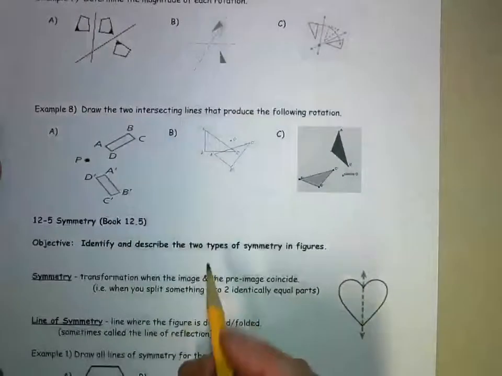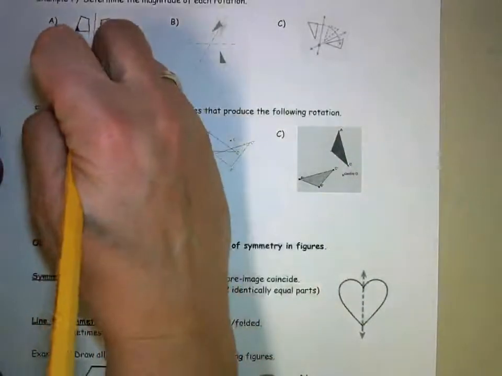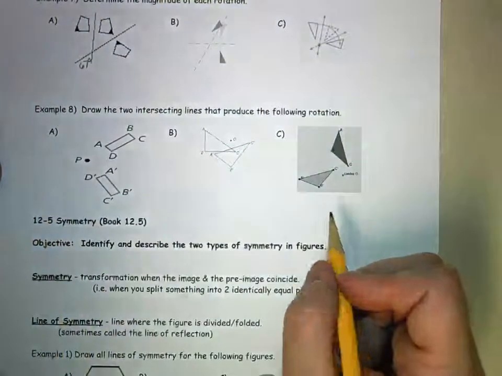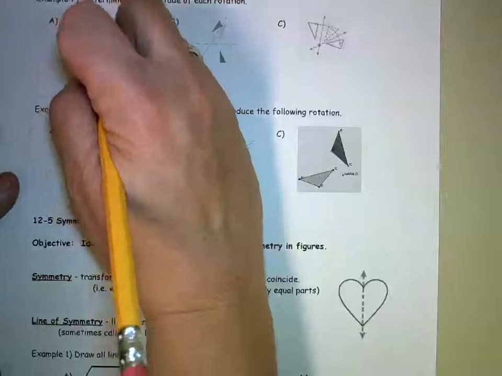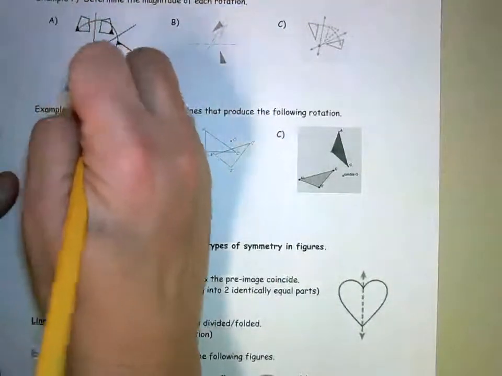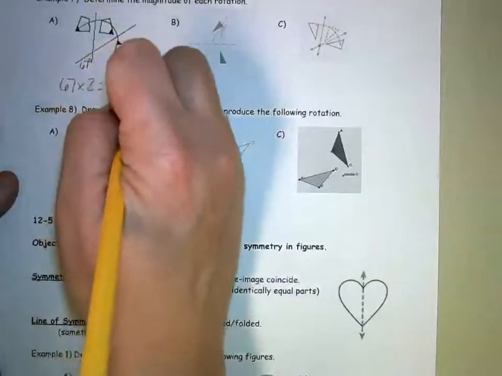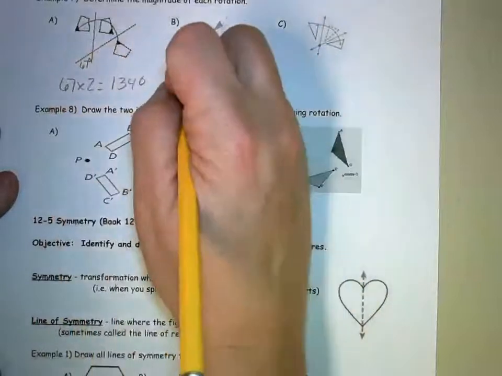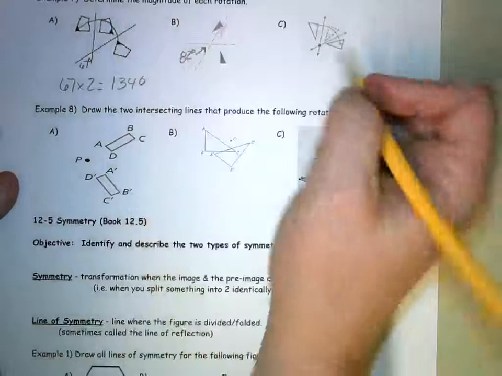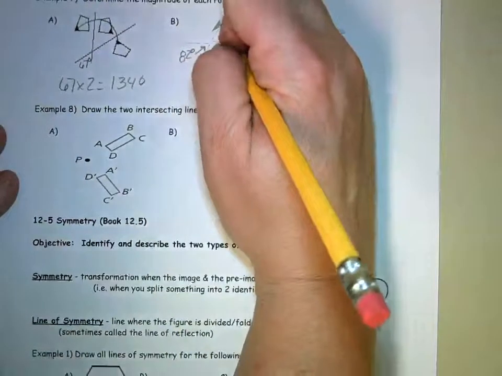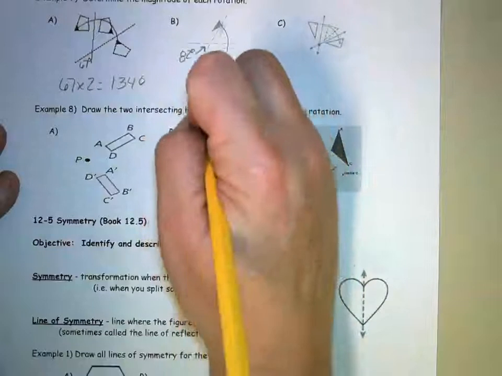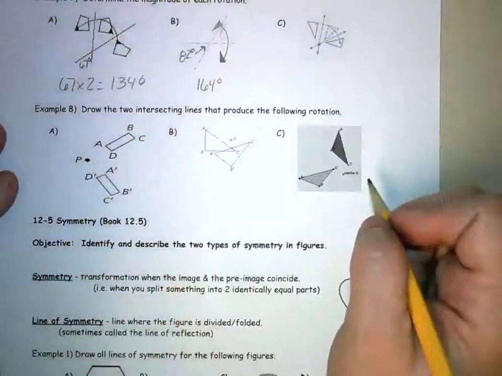Example 7, between these 2 lines is 67 degrees. The entire rotation would be twice that then. 67 times 2 is 134 degrees. This angle is 82 degrees. That means the entire rotation is twice that. So that would be 164 degrees.